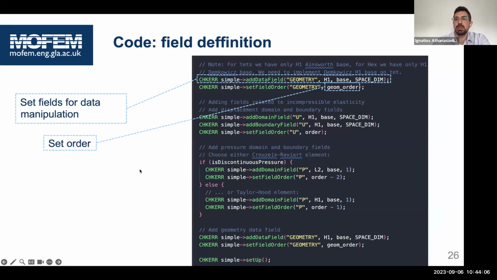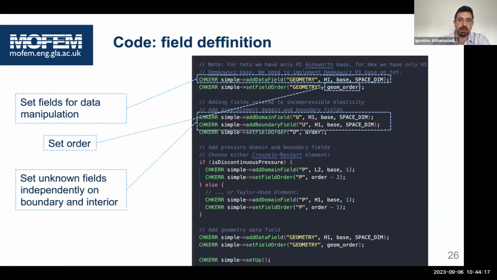And we can easily set the order of each field, even though it's not part of the actual problem. It's just a set of placeholders in order to manipulate data. Also, regarding problems that we would like to solve, we could independently add fields either within the domain or on the boundary.